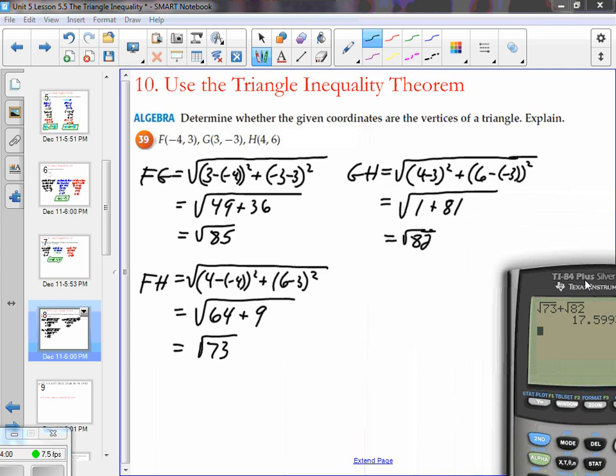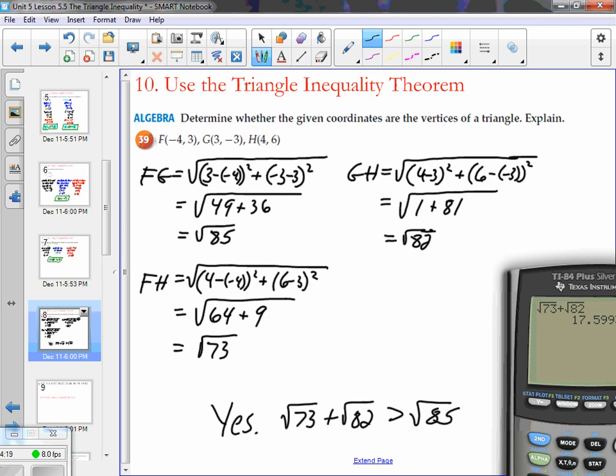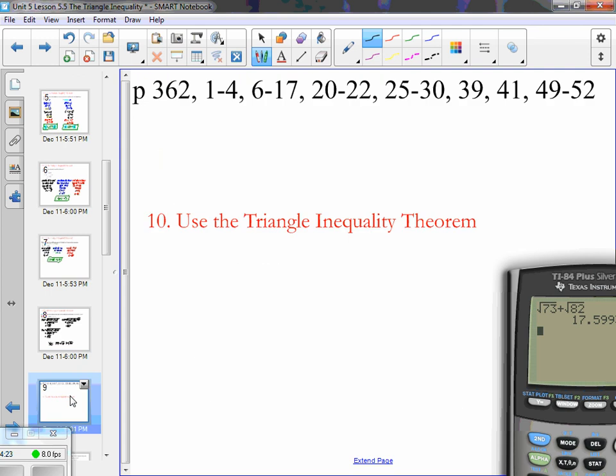So is 17.599388888 bigger than something a little bit bigger than 9? Yeah. And so if the two shortest are greater than the longest, are all the inequalities going to work? Yeah. So, yes, and our explanation is the square root of 73 plus the square root of 82 is greater than the square root of 85. Sorry I rushed that last one, but there's the assignment.